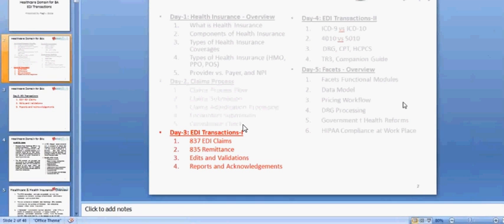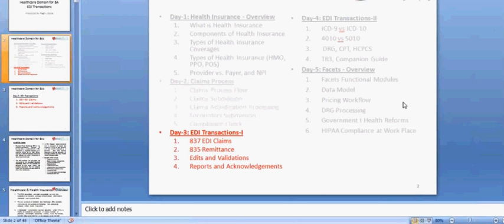So far, we have seen some of the basic components of the claims process flow, the adjudication process, and we have also covered the insurance plans and the different products on day 1 and day 2. So today we will be talking about EDI claims.